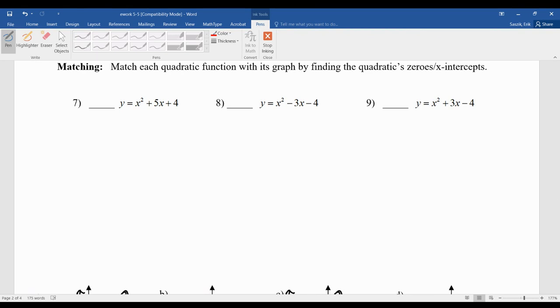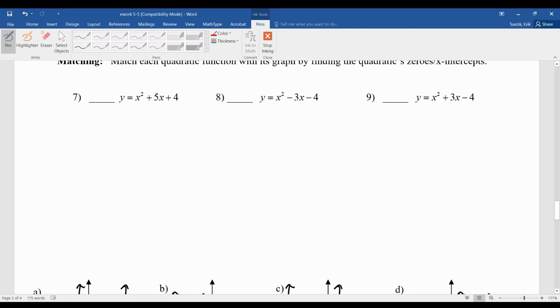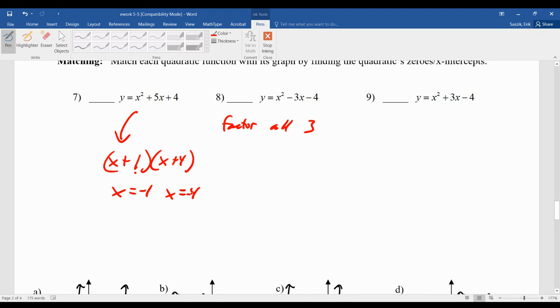How I want to match this up is I want to solve these. I can't tell just by looking at those 4 graphs down below which one's which. Okay? What I can tell is I can find some solutions. I'm going to factor this. Actually, I'm going to factor all 3 of them. So this one becomes x plus 1, x plus 4. So I get solutions of -1 and -4.